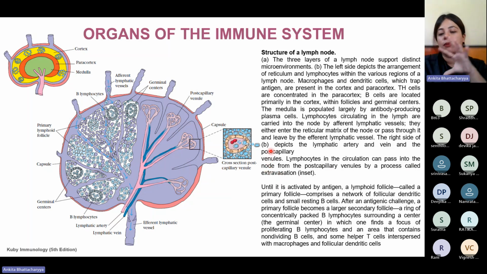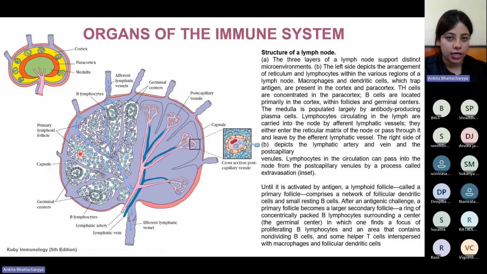So that's just giving you a bird's eye view of the process that we have already discussed in detail, that if there is infection and there is a need to move out from the blood vessel, then this is how they'll do it. Until it is activated by an antigen, a lymphoid follicle, which is called a primary follicle, depicted here, comprises a network of follicular dendritic cells and small resting B cells. So what you see in these two cross sections is a region where it's not very actively proliferating, and it mainly comprises dendritic cells and resting B cells.